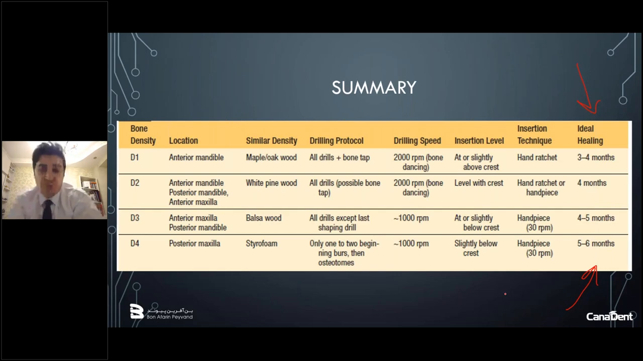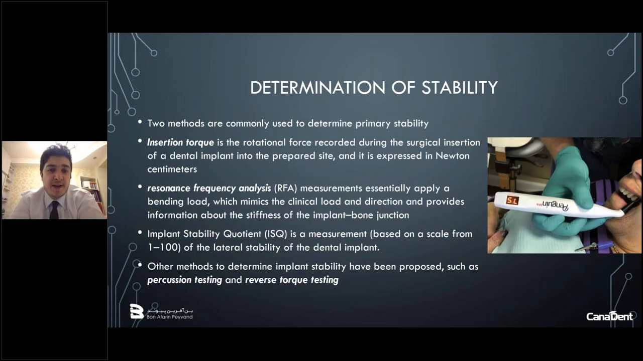In order to continue to the prosthetic segment, we must first evaluate our implant stability. There are two methods that are commonly used to determine primary stability. One of them is the insertion torque, which you can assess while doing the surgery. The second one, which is the gold standard right now, is the RFA, resonance frequency analysis, which applies a bending load on the implant. We use devices like Osstell or Penguin, and it will give us a number between 1 to 100, which is called the ISQ. Usually, if the number given to you is above 65 or 70, it is good and we can go to the prosthetic part of our treatment.